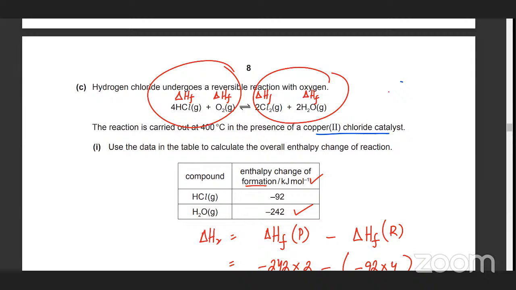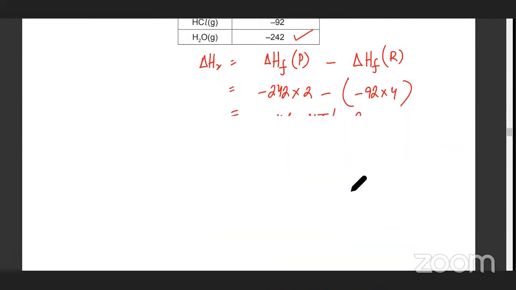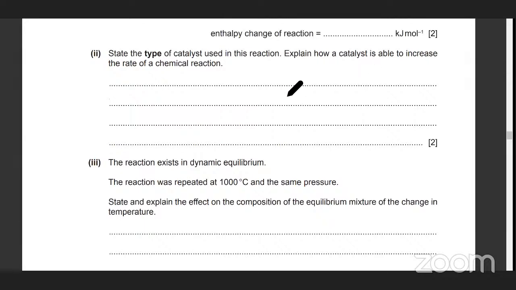So which type is this one? I think it remains the same after the reaction. Like, how do you figure out the type of catalyst? The reactants are gases. It is hetero. Okay, so it's heterogeneous, and this is a solid. So it's a heterogeneous catalyst. That's the answer to the first part. And how does it increase the rate of the reaction? It reduces the activation energy and provides an alternate path to the reaction.